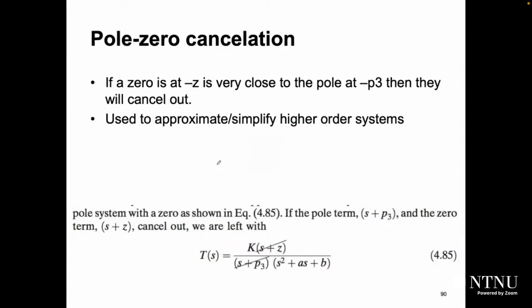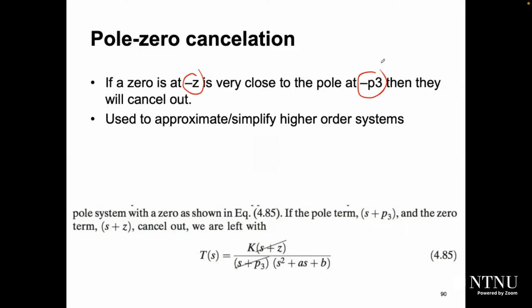There is something called pole zero cancellation. If a zero is at -z, for example, which is very close to the pole at -p3, then they will cancel each other. Pole zero cancellation. And it's used to approximate or simplify higher order systems.